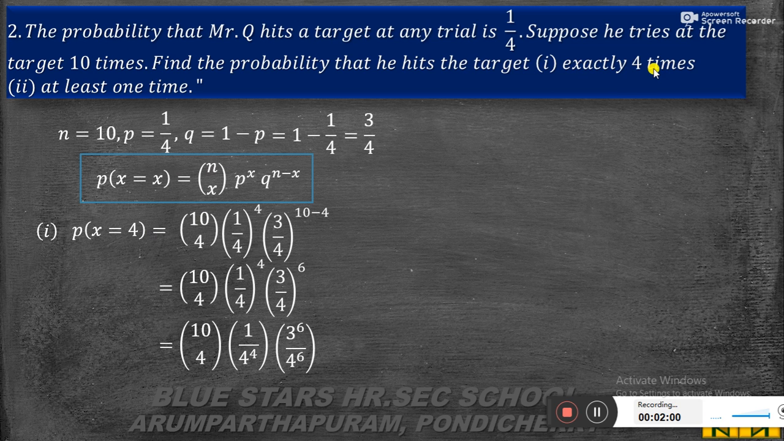4 times means I take x equal to 4. So probability of x equal to 4 means I substitute the x value 4 in this binomial distribution. N value is 10, so 10C4. P value is 1 by 4, so 1 by 4 whole power 4. Q value is 3 by 4, so 3 by 4 whole power 10 minus 4, that is 3 by 4 whole power 6. Therefore 10C4 times 1 by 4 power 4 times 3 power 6 by 4 power 6. Therefore the next step: 10C4 means 210, times 3 power 6 by 4 power 10. This is the answer for the probability of x equal to 4.